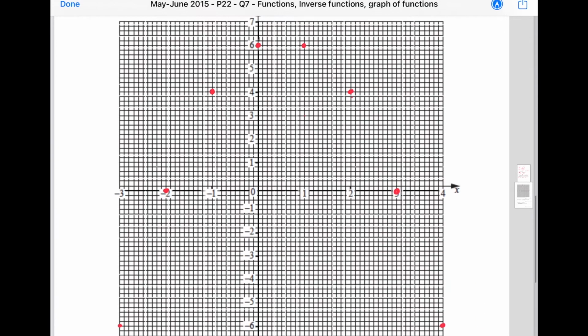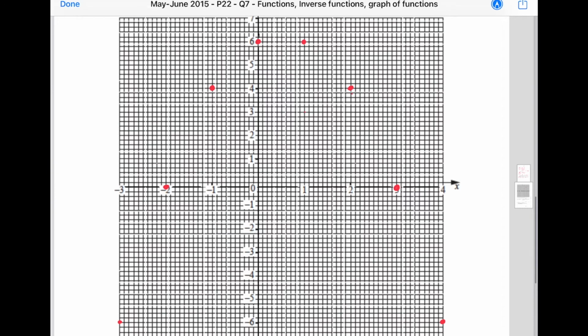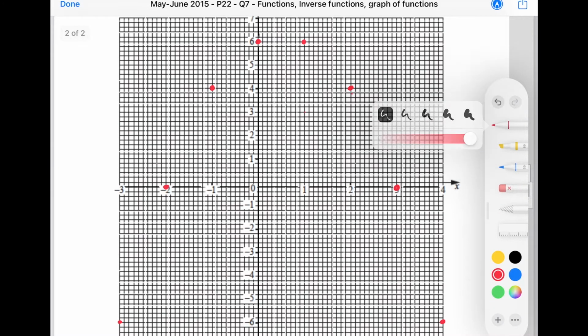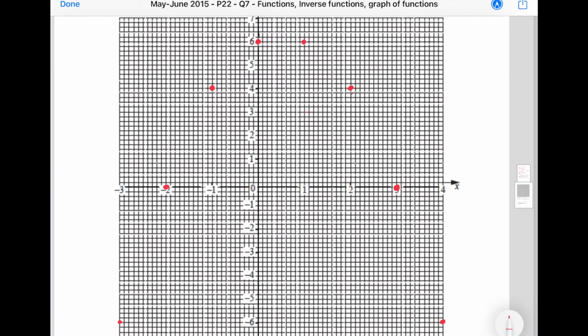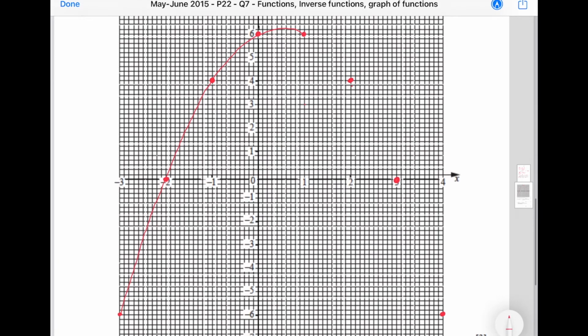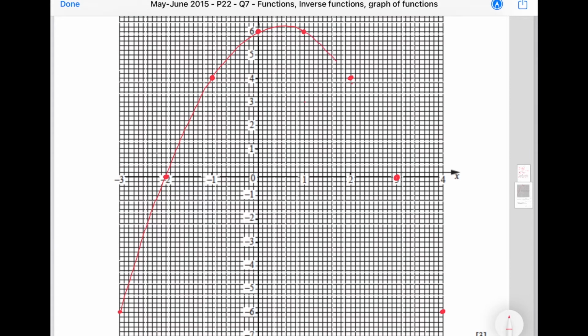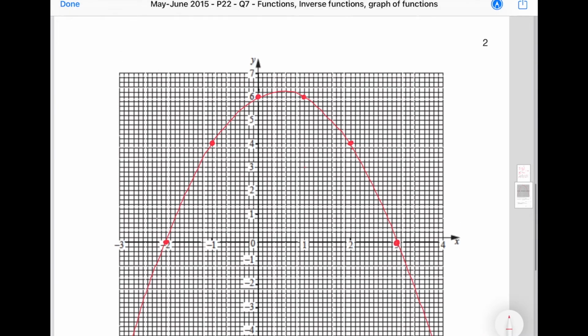Okay, let's sketch the graph for this function. So let's use a pencil that's thinner than this one. Okay, so the graph goes somewhat like this. You start from this point, go all the way to this point and connect these 2 points like this. And then you go downwards, go like this and connect this point with it as well. This looks like a smooth enough graph. So we're done with this part.